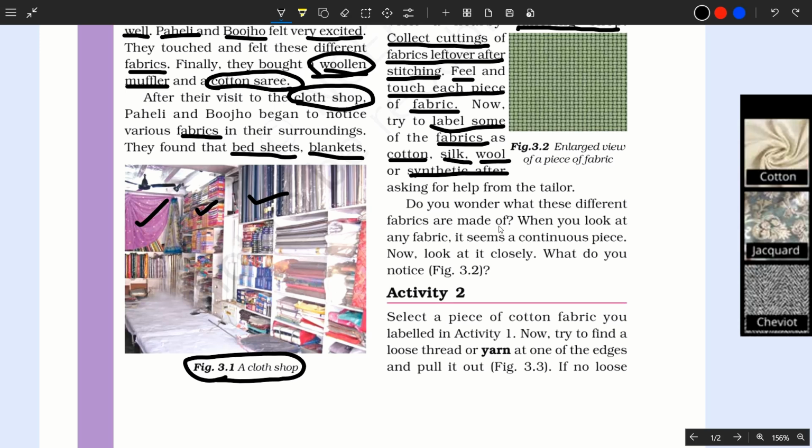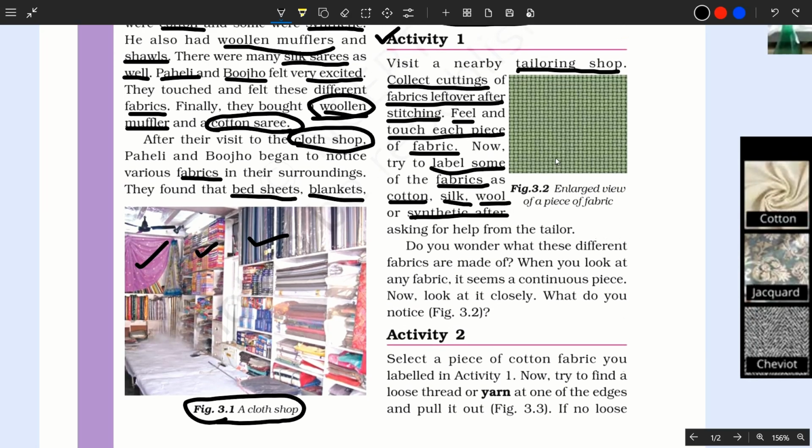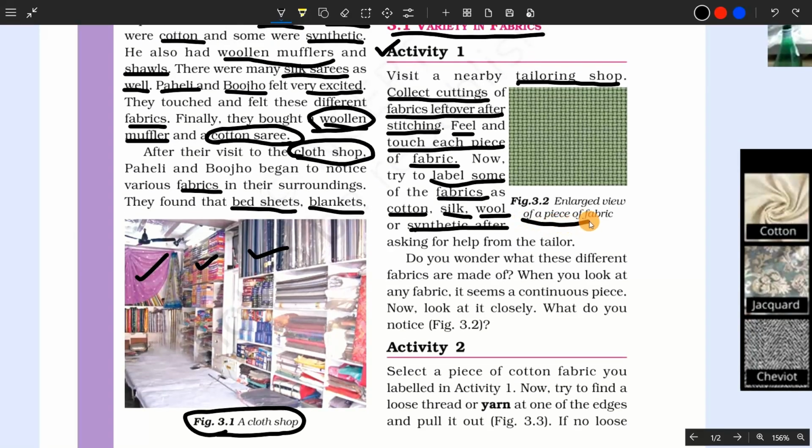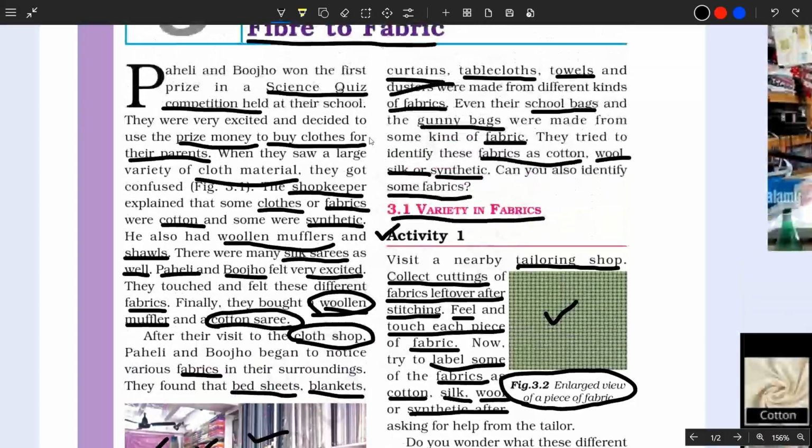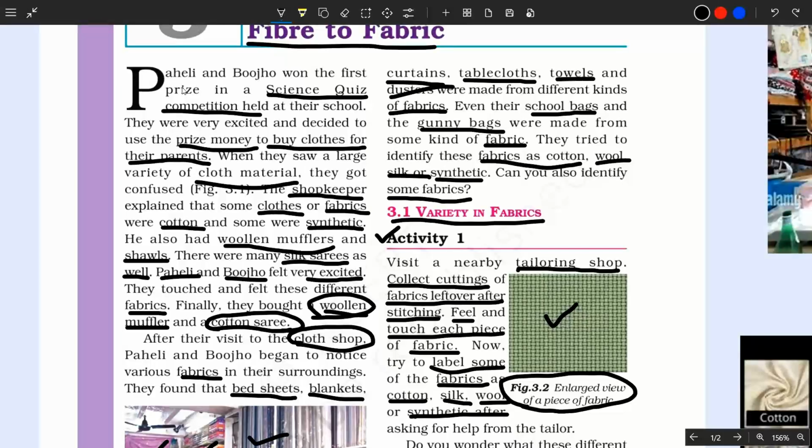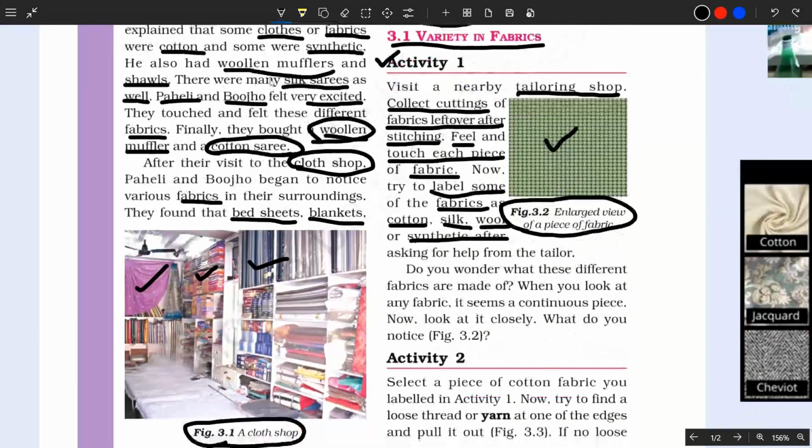If you know, comment below. When you look at the fabric, it seems a continuous piece. Now look at it closely. What do you notice in figure 3.2? This is figure 3.2. It is a piece of cloth. Who has taken this piece of cloth? Two children, Fally and Poji, have taken this piece of cloth from the tailor.